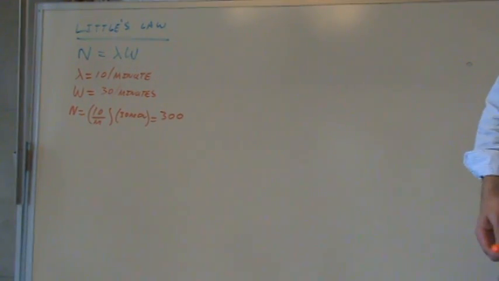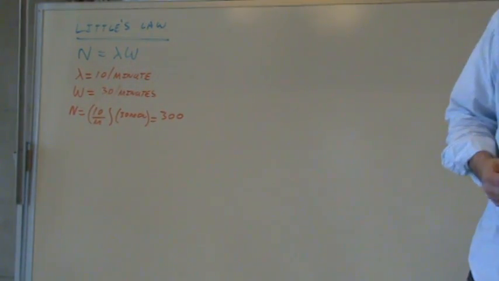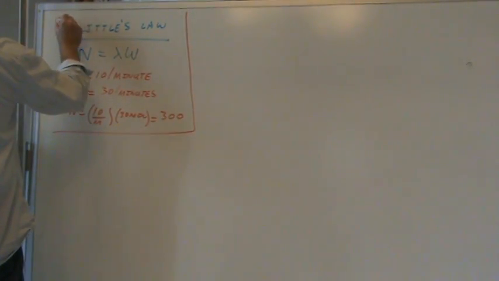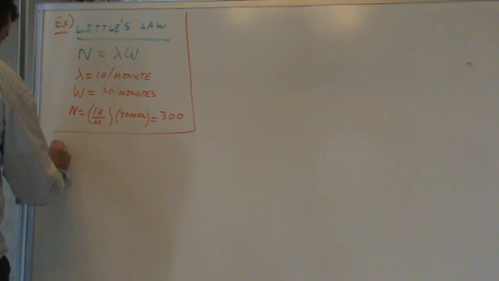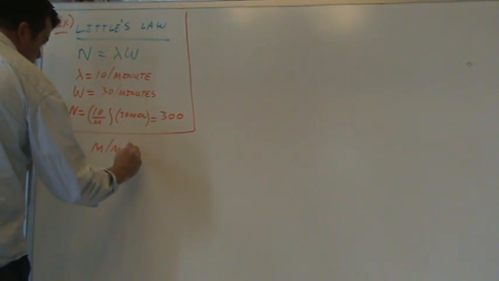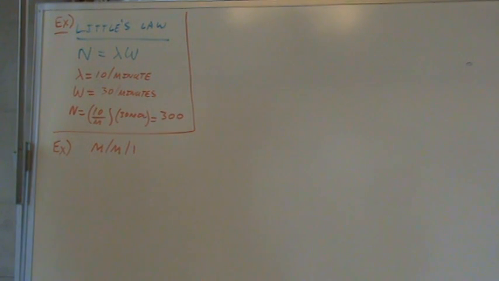Okay, and then actually I already did a utilization question. So suppose we had a queue, this is one example. Suppose we had another example. We had an MM1 queue. So what's an MM1 queue?